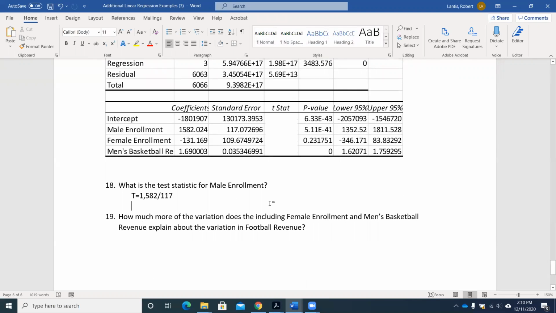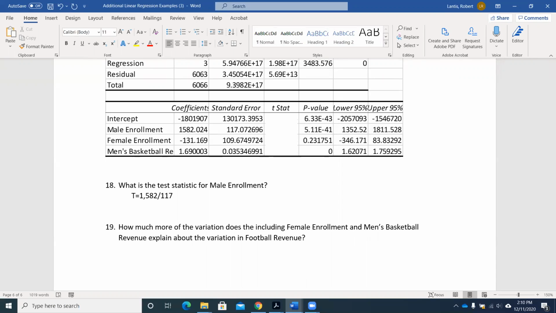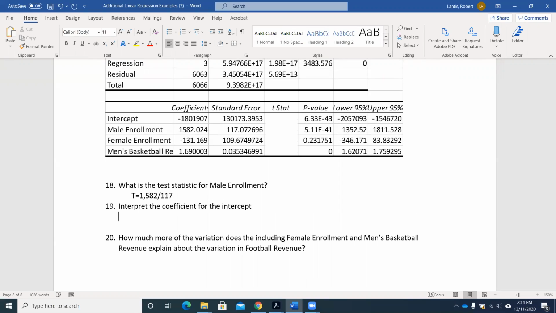What else? Oh, I know what I want to do. So include some additional questions here. What if I wanted to interpret the coefficient for the estimate, interpret the coefficient for the intercept?